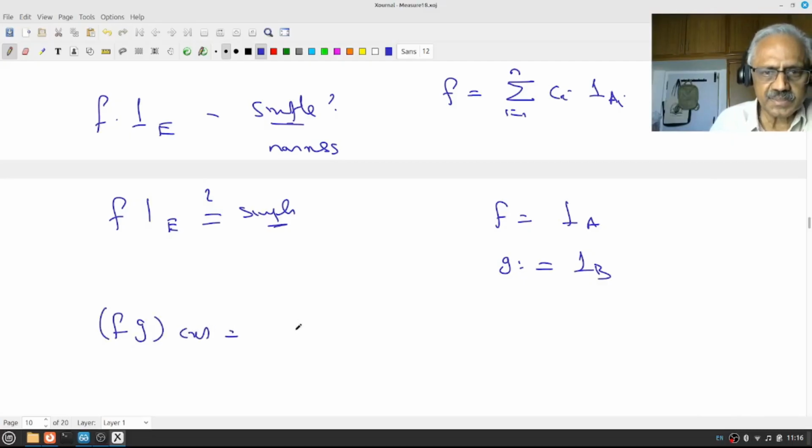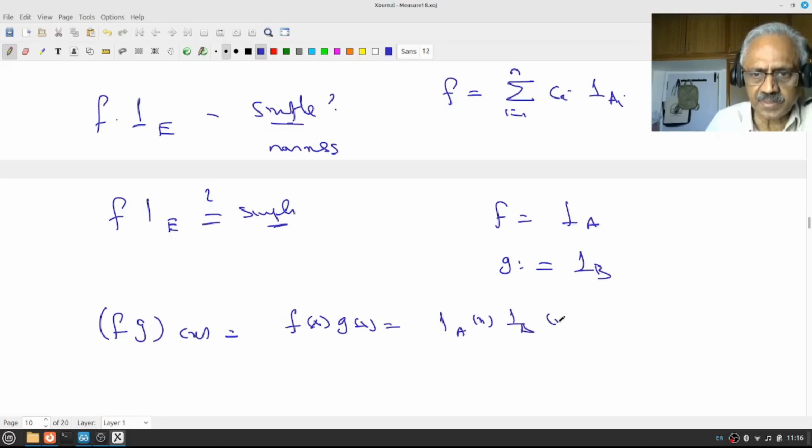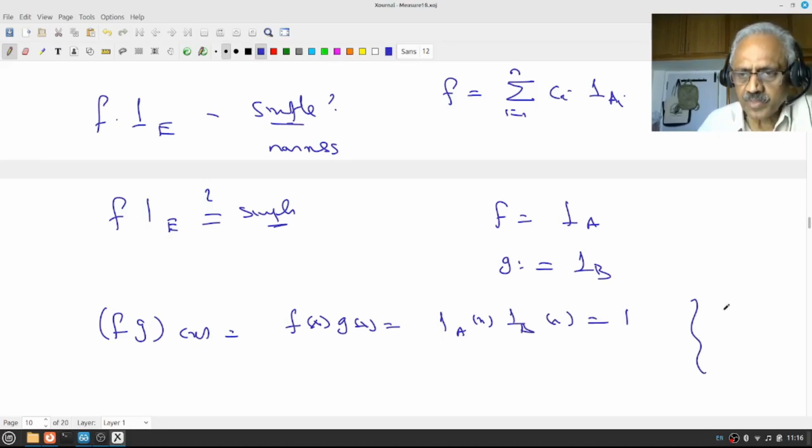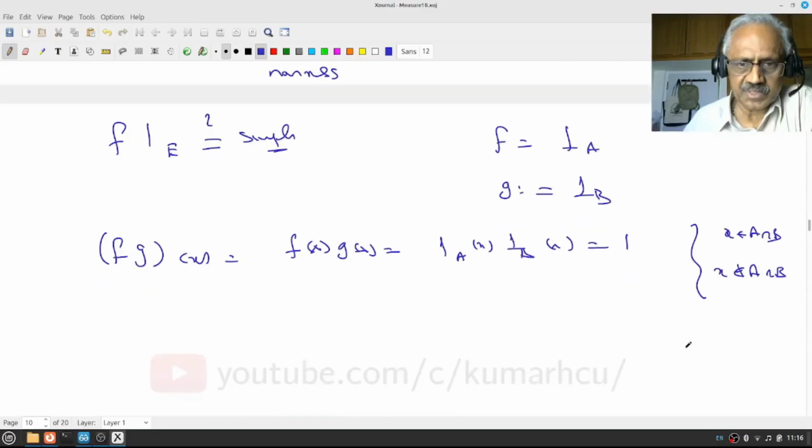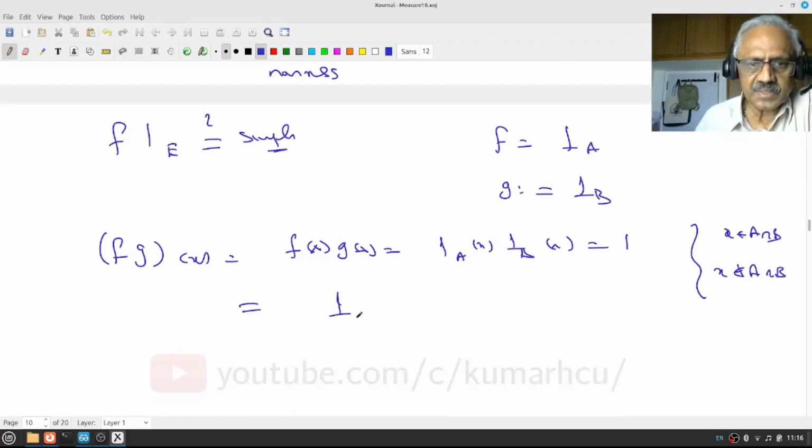f times g at x is exactly as we did earlier: f(x) times g(x), which is indicator of A at x times indicator of B at x, which is equal to 1 if x is in A and B, and 0 otherwise. If it has to be there in both, otherwise it has to be 0. Is that clear? Therefore, this is nothing other than an indicator function: the indicator function of A times the indicator function of B is the indicator function of A intersection B. So pause, review, proceed.